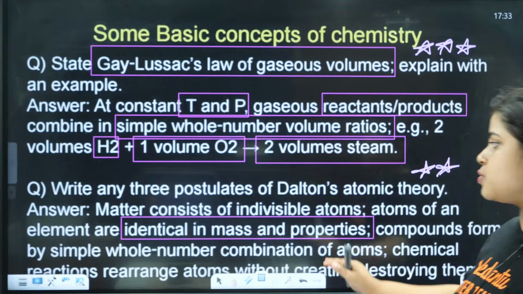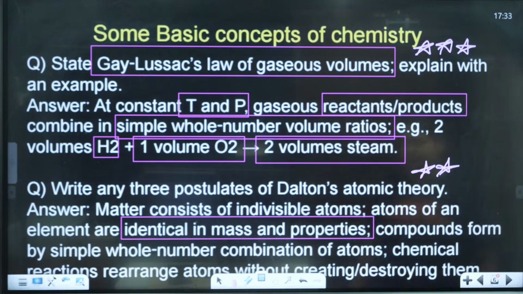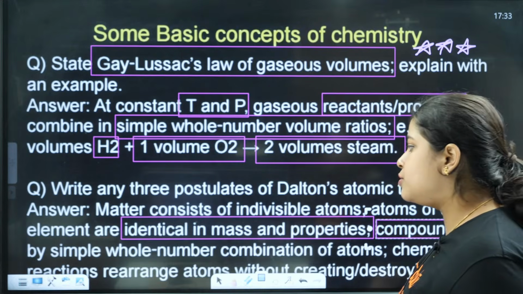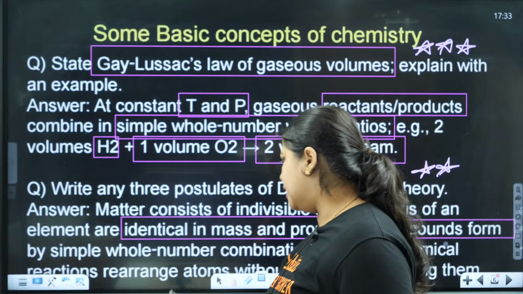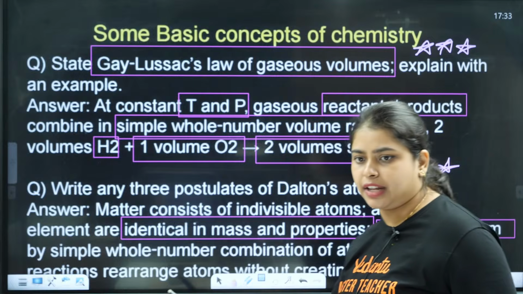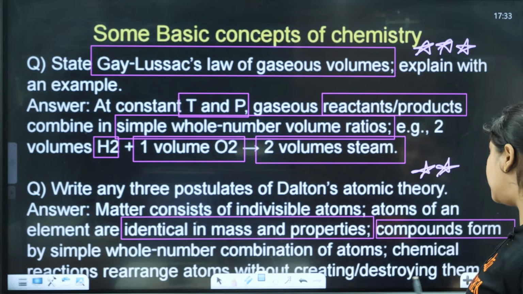So that is what is happening, identical in mass and identical in the properties. These are the postulates, first one. Next comes compounds form by a simple whole number combination of atoms. Chemical reactions rearrange atoms without creating or destroying them.